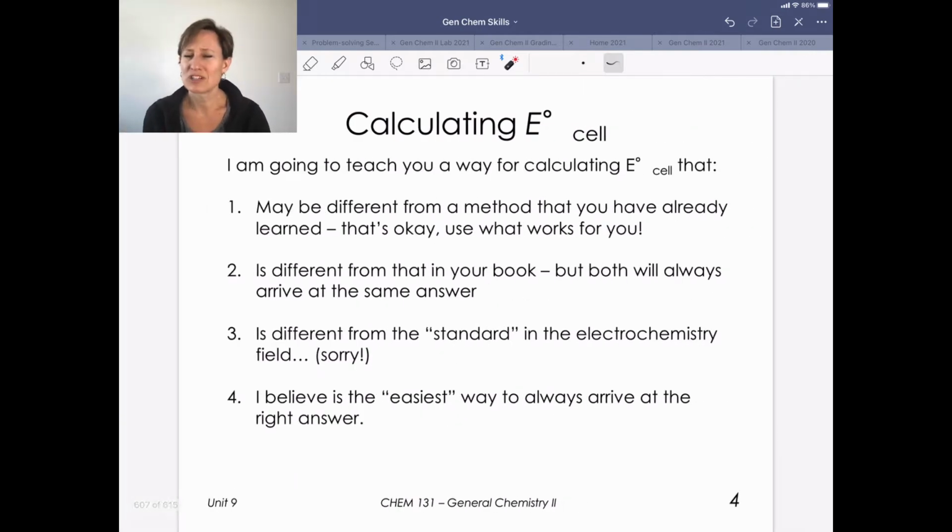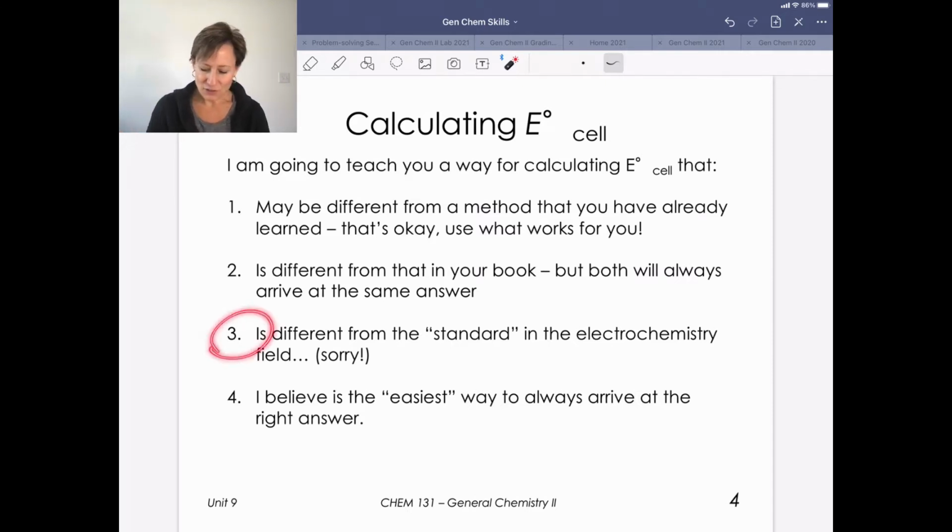So how are we going to use this table and how are we going to calculate E°cell? A couple of things I'm going to highlight here: I'm going to teach you a method that may be different from a method that you've already learned. I'm fine with you continuing to use that original method, maybe something that you learned in high school. That's fine to use as long as it gets you to the right answer. I am going to do something that's often different from what is in many textbooks. Both ways will always give you the same answer, but I'm going to share with you why I think my way makes a little bit more sense.